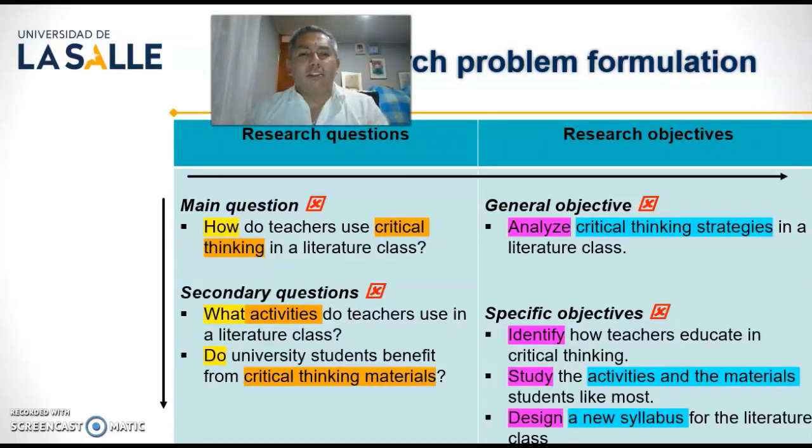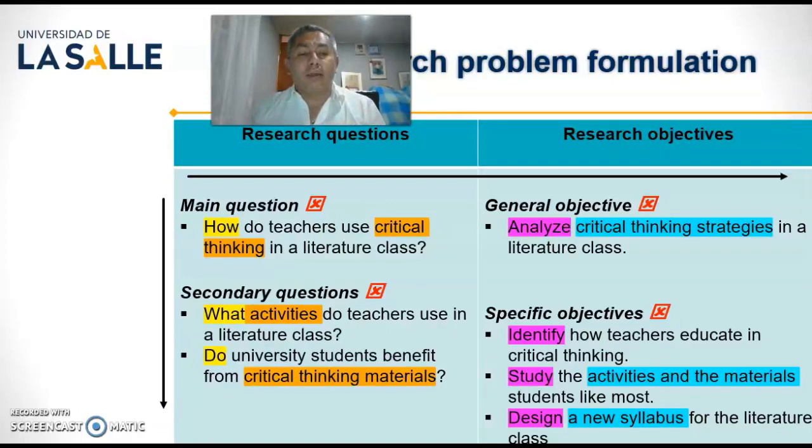The secondary questions: what activities do teachers use? Do university students benefit from critical thinking? Notice that the first general question doesn't really say what you're interested in. Are you interested in strategies, materials, activities, interactions? But then the secondary questions, out of nowhere, say that we're going to try to answer that question by looking at activities and also at materials. So they're not clearly connected.